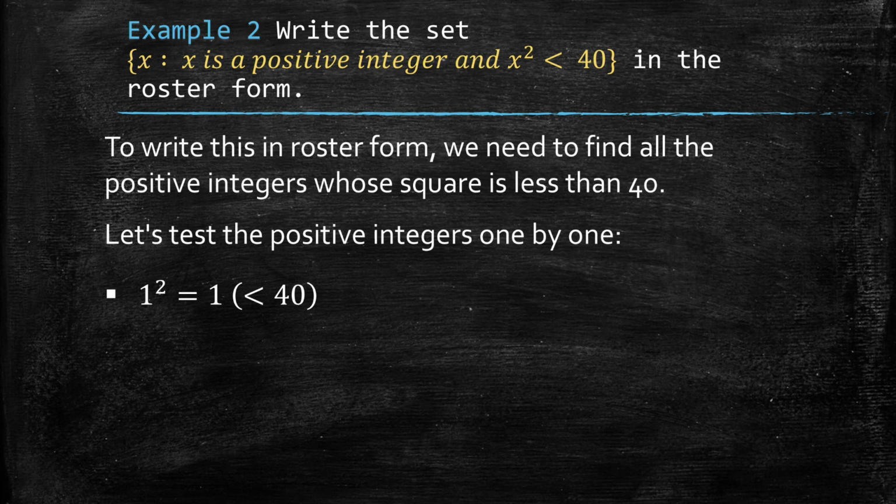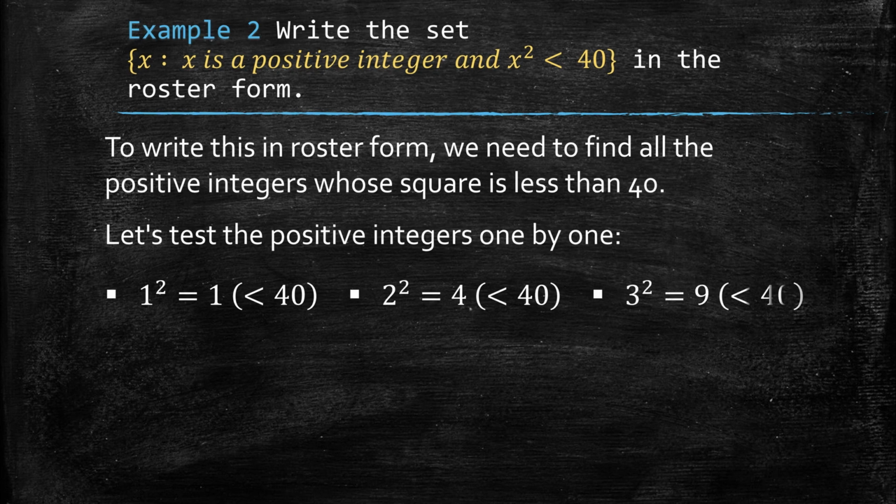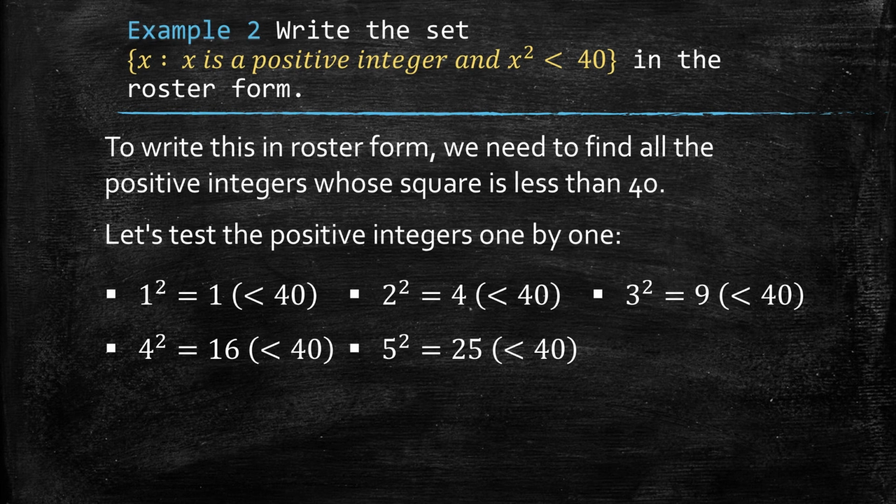Square of 1 is 1, which is less than 40. Square of 2 is 4, which is also less than 40. Square of 3 is 9. Again, this is also less than 40. Square of 4 is 16. This is less than 40. Square of 5 is 25. This is less than 40. Square of 6 is 36. Again, this is less than 40.